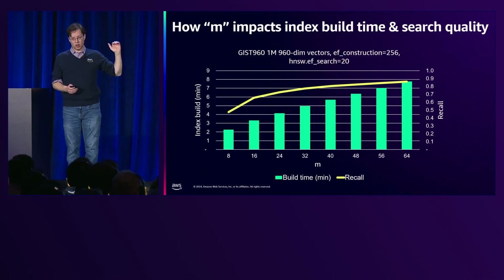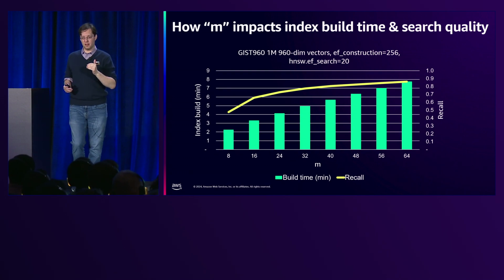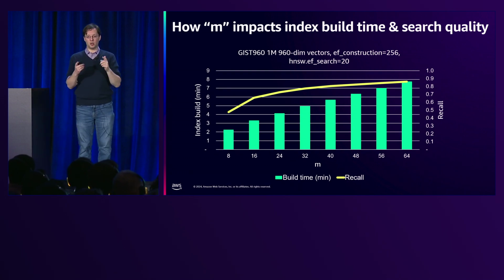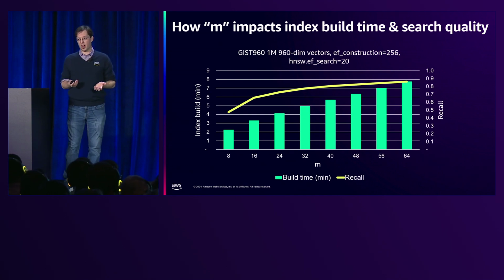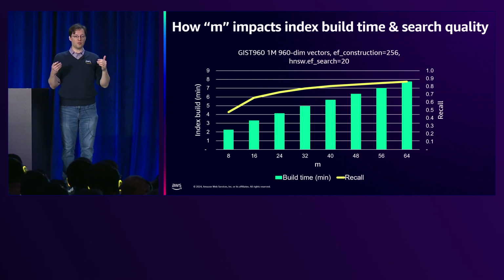M equals 16 is a great place to start because it's going to give you a pretty good quality index, and your ultimate query time is going to be fast. But keep in mind, as you increase M, ultimately your query time will be slower because you have to scan that many more vectors. These are the trade-offs. You have to decide what makes the most sense for your application, but this hopefully gives you the information where you're able to make that decision.